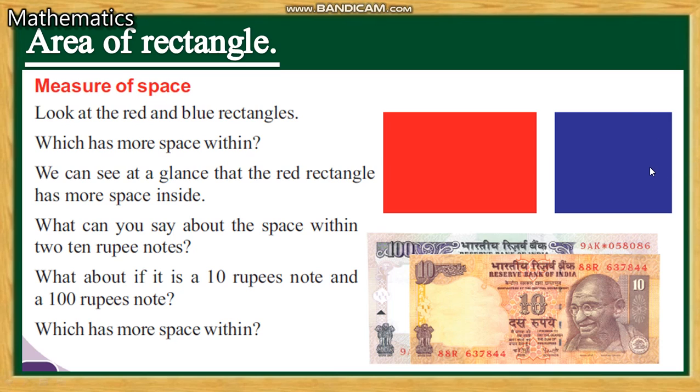You may place the blue rectangle on the red rectangle. Okay, we can see at a glance that the red rectangle has more space inside. You can say at a glance the red rectangle, this one, has more space.